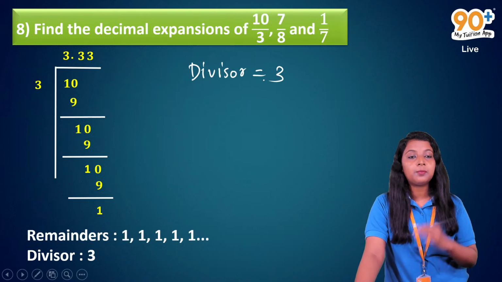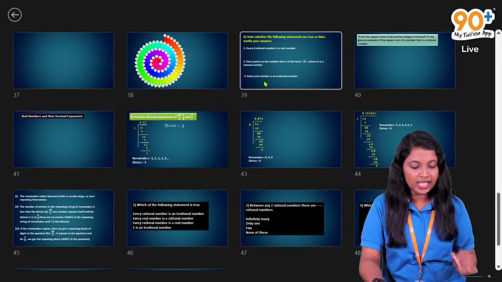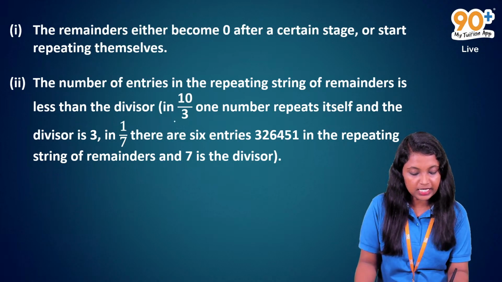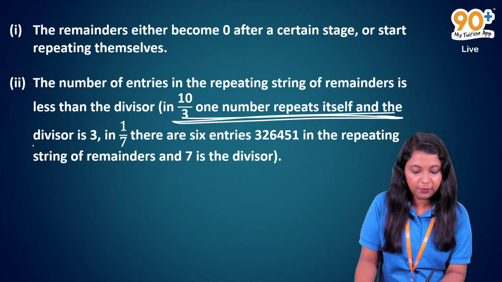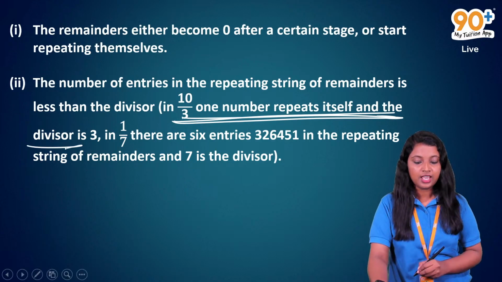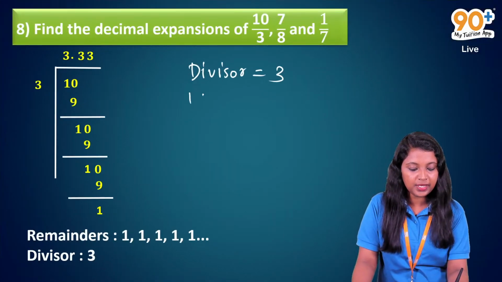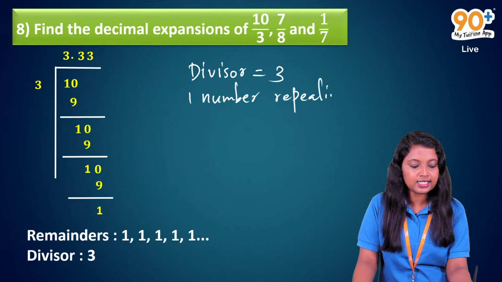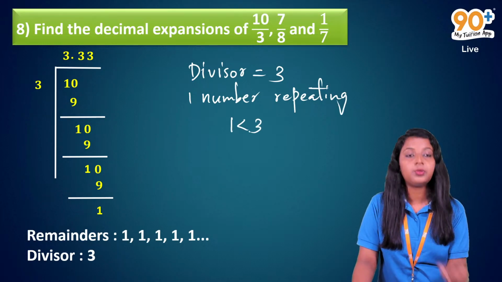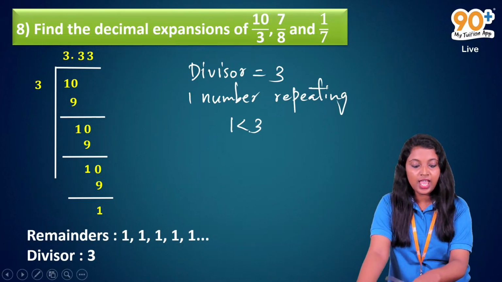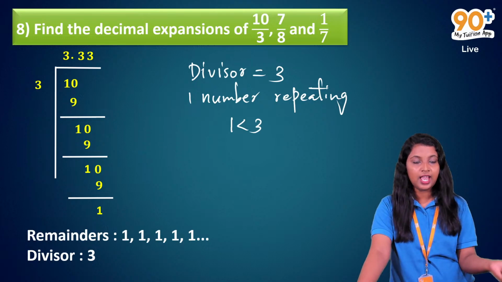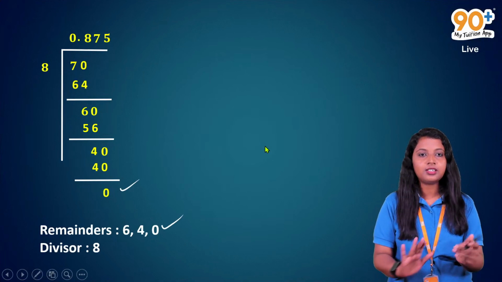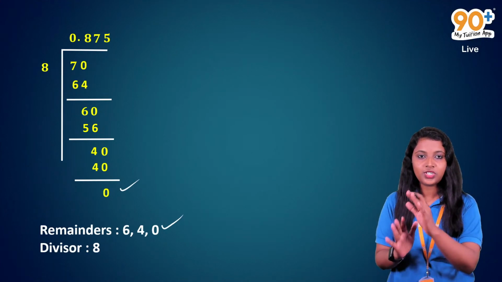And what about the repeating string? In 10 by 3, one number repeats itself and the divisor is 3. So here only one number is repeating, and this 1 is less than 3. Here the divisor is 3 and only one number is repeating, and this 1 is less than 3. And here it is not repeating, it is just terminating.